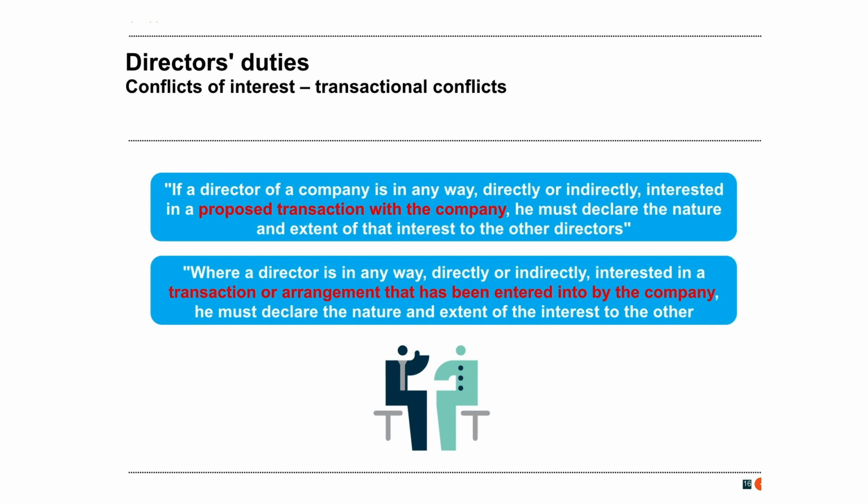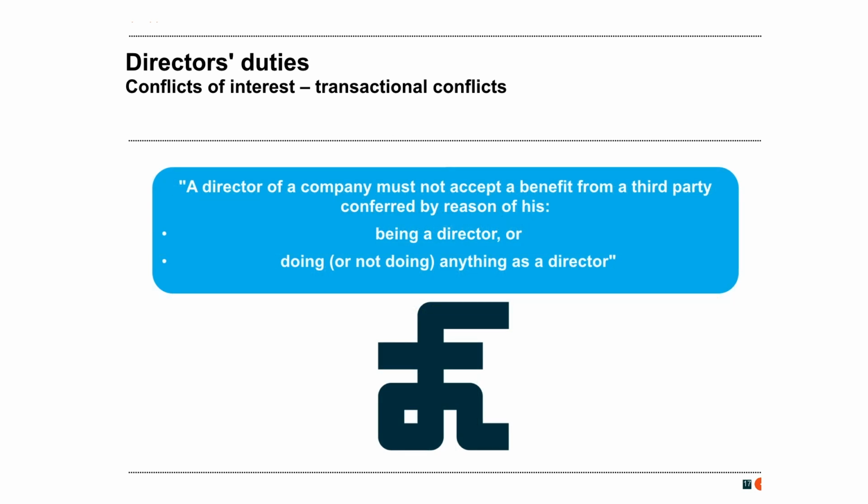The final statutory duty is the duty not to accept benefits from third parties, where these are paid because of a person's directorship, or to encourage a director to do or not do anything in that capacity. This is a codification of earlier law that directors should not make a secret profit from their position and must account to the company for any profits they make as a result of their position as directors. The duty is not infringed if the acceptance of the benefit cannot reasonably be regarded as likely to give rise to a conflict of interest.